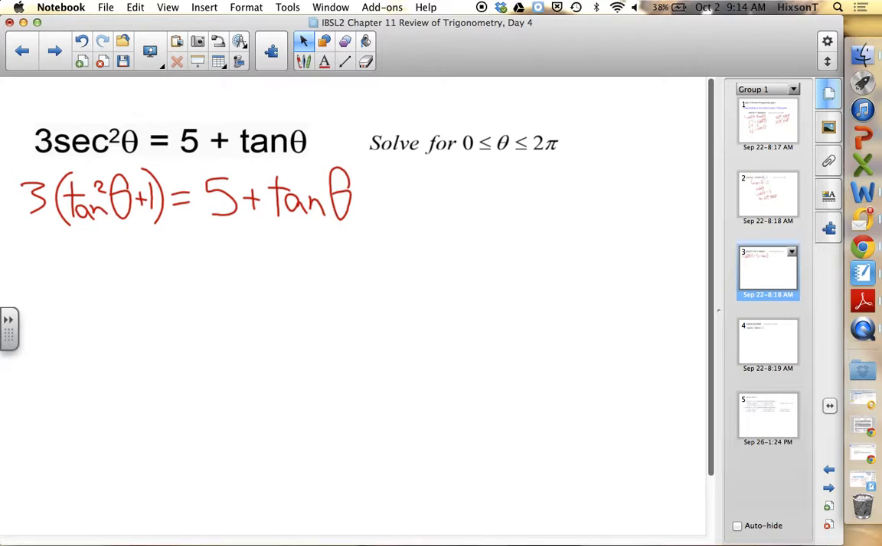Take it from there. What do we want to do? If you want to get one thing, divided by 3? You could. I'd rather distribute the 3, honestly. That way I'm not having to mess with fractions. You'll get the same answer either way.